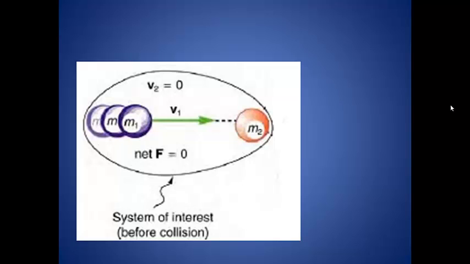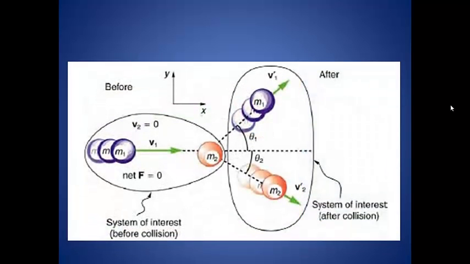There are a lot of collisions out there that do not happen in a single dimension. In this case, we need to take the angles into account. Playing pool is a good example of collisions in more than one dimension.